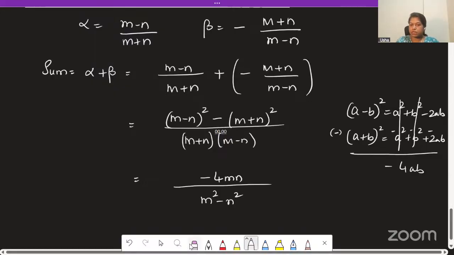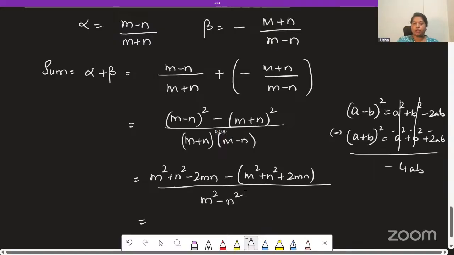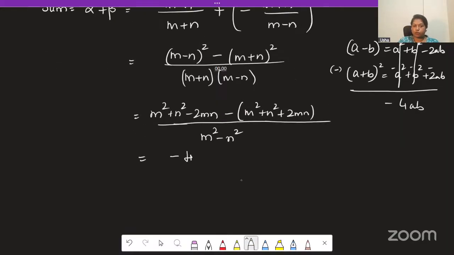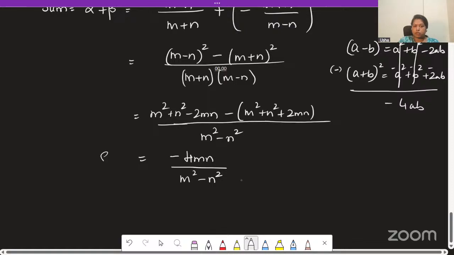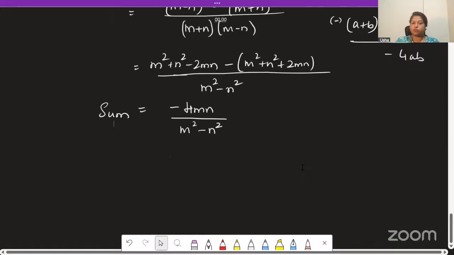If you do not remember this result, you can simplify it by writing here itself. M minus n whole square is m square plus n square minus 2mn, minus m plus n whole square is m square plus n square plus 2mn. Okay. In the next step, you simplify this minus. You will get minus m square minus n square minus 2mn. Then m square and n square get cancelled. You will get minus 4mn divided by m square minus n square. This is the sum. Next, we need to find the product.